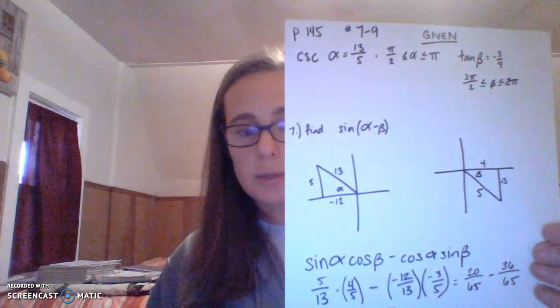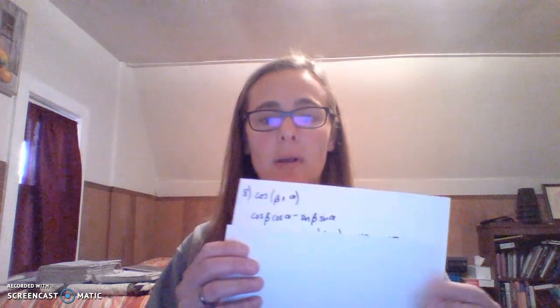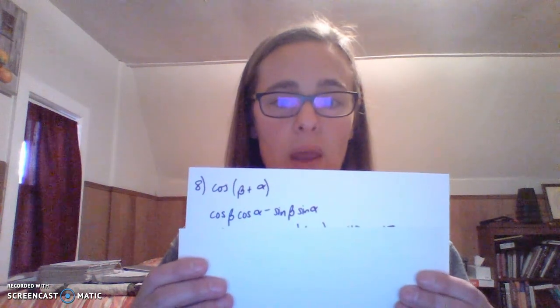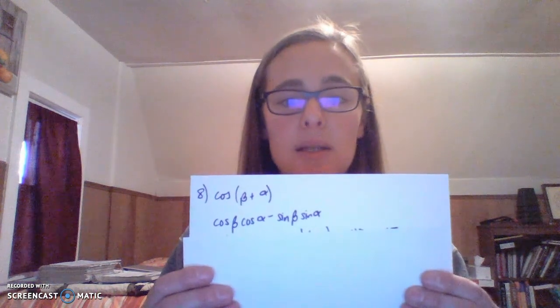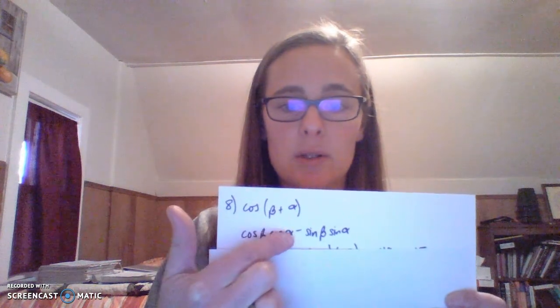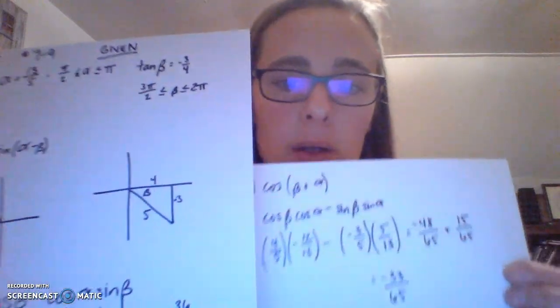So that was number 7. Number 8, we're working with that same given information and the same triangles, but number 8 is now the cosine of beta plus alpha. Remembering our formulas, cosine of beta plus alpha is cosine beta cosine alpha minus sine beta sine alpha. Remember that for cosine the signs are opposite, so we have plus in the argument and minus in our formula.